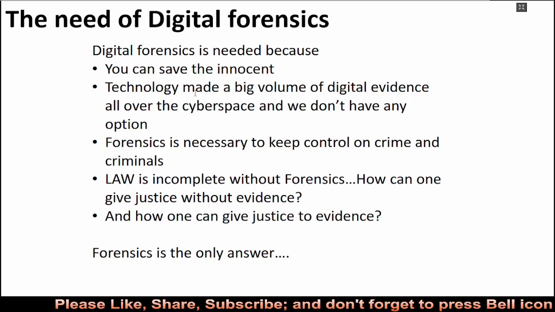So we don't have any other option than having digital forensics. Digital forensics doesn't simply mean collecting or seizing the data when a crime happens. You may seize the data passively to find out whether there is anything going against your country or not. So technology made this big volume of digital evidence, and that makes data analysis an unavoidable part of our life. Because it is unavoidable, we don't have any option other than digital forensics, and that's why we need digital forensics. It is really necessary to keep control on crime and criminals.